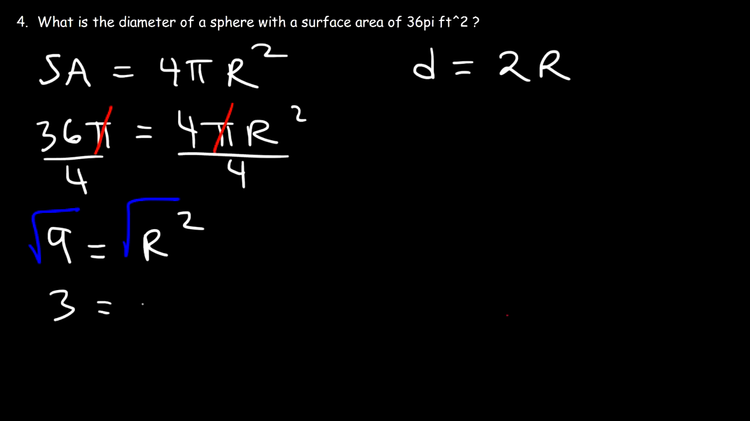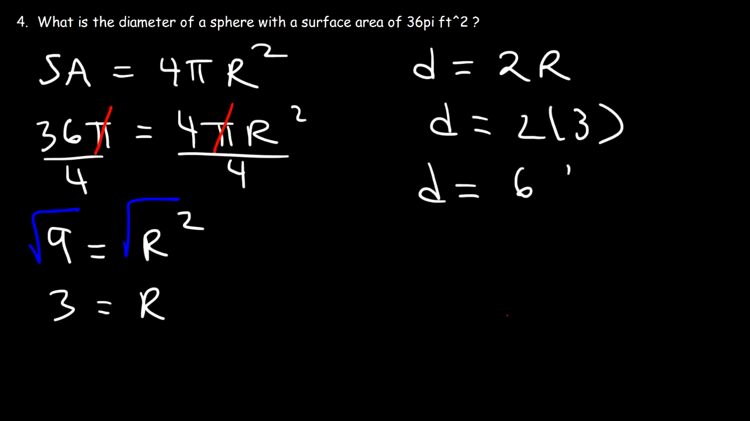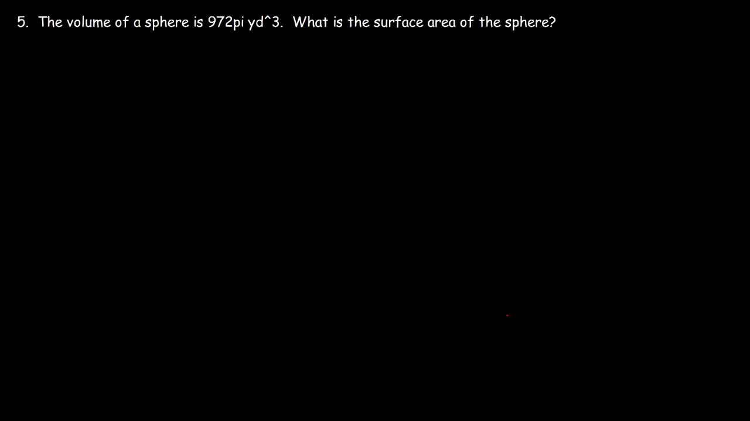So the radius is 3 feet long, and the diameter is twice the length of the radius, so it's going to be 2 times 3. Therefore, the diameter is 6 feet long. And so that's how you could find the diameter of a sphere.